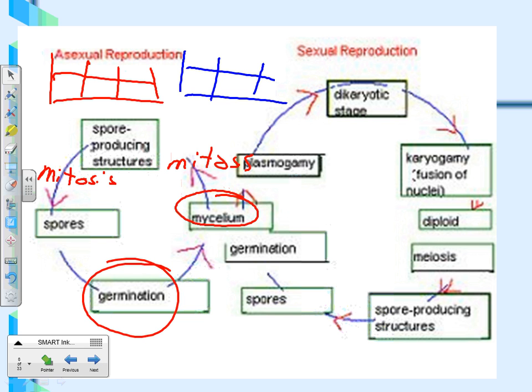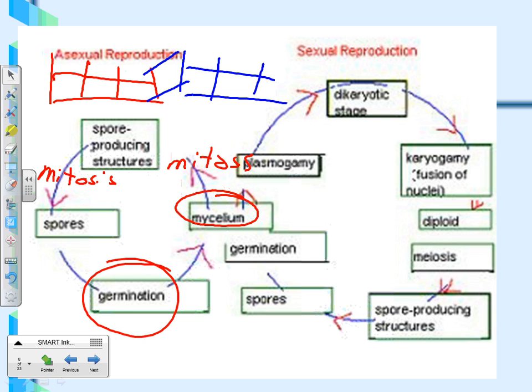Eventually, they're attracted to each other, probably through some kind of chemical means. And the cells on the end fuse together. Now, each one of those cells has a nucleus. But what kind of nucleus does each one of those cells have? What did we just get through saying about the nuclei of a fungal cell? It's usually haploid. So far, they're still separate.